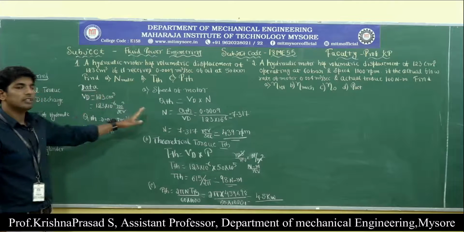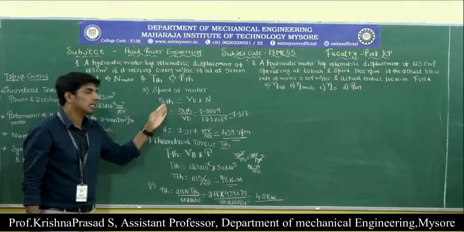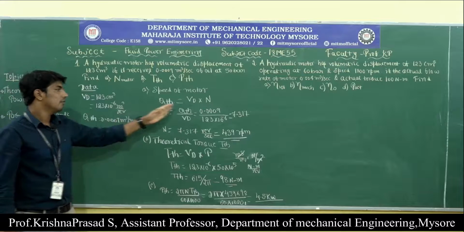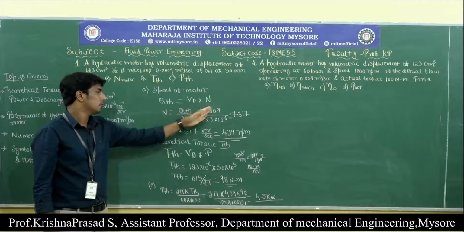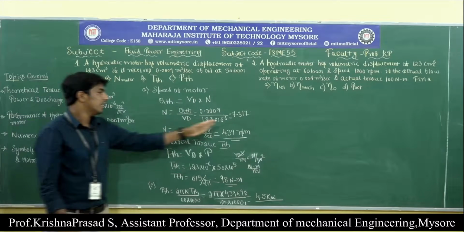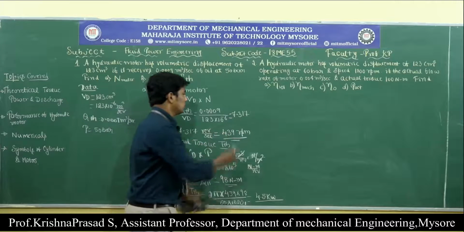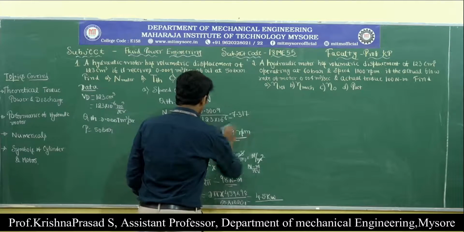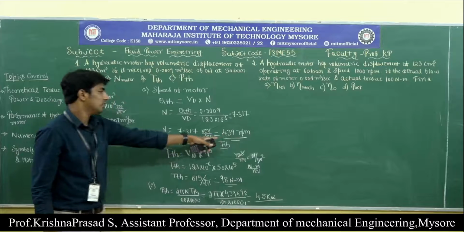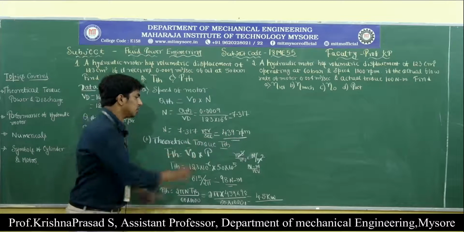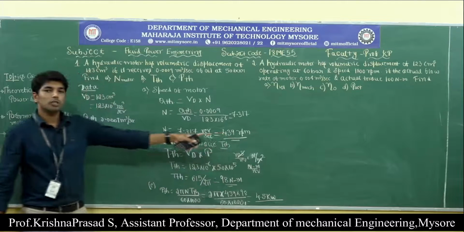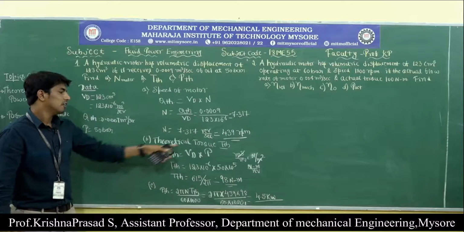So this is the first numerical. In this, first we need to calculate the speed of the motor with the help of the theoretical discharge, Vd, volumetric displacement into speed of the motor. So the speed of the motor we get is 7.317 revolutions per second, and we convert it into revolutions per minute with the multiplication of 60, then it will become 439 RPM. Then theoretical torque.